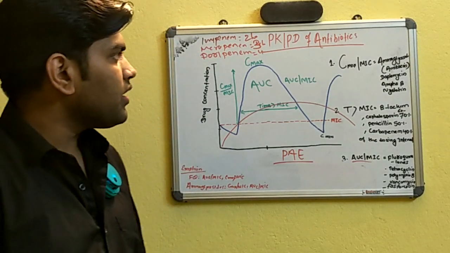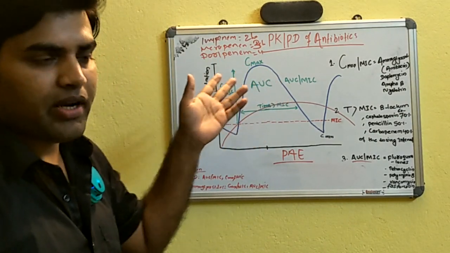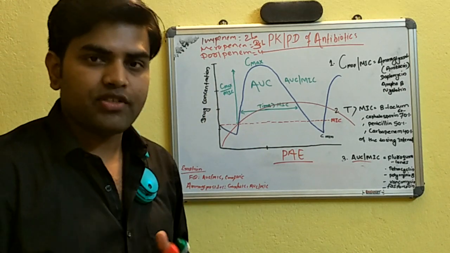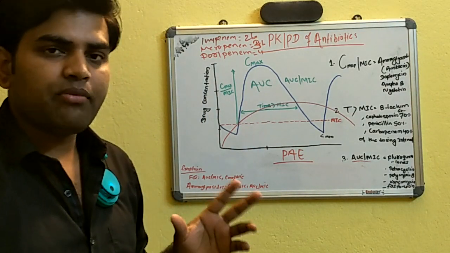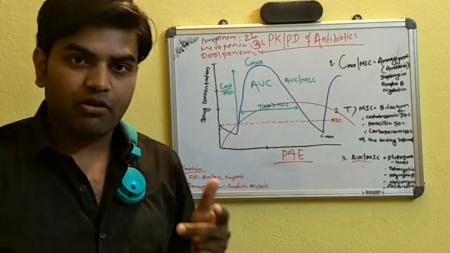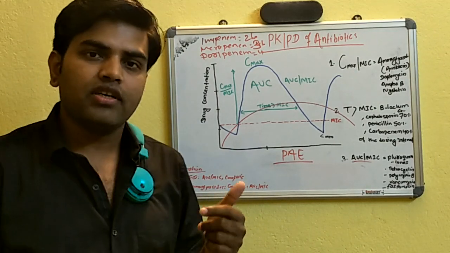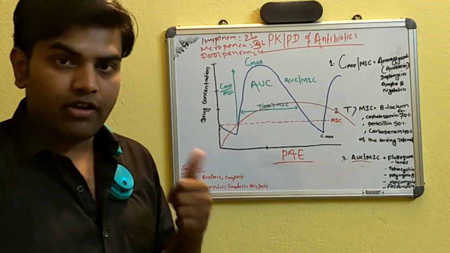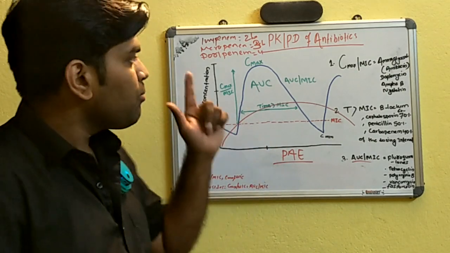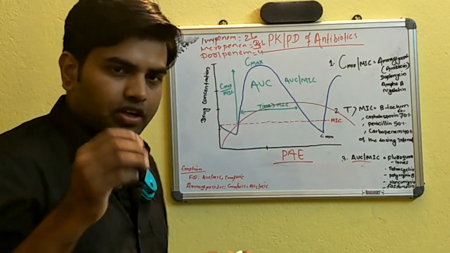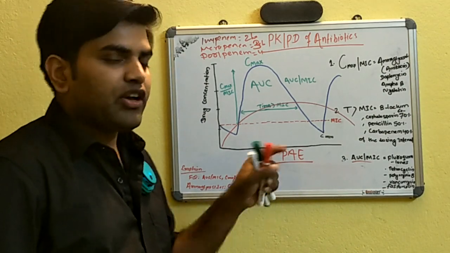Now today we'll be continuing these PKPD parameters of dosing and frequency of antibiotic. Since we have known that three factors are main important for dose and frequency of antibiotic. The first one is half-life of that antibiotic. Second is PKPD parameter, and third is post-antibiotic effect.